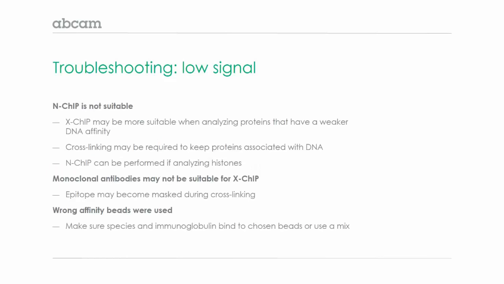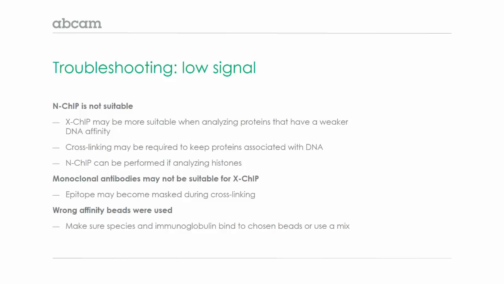Make sure you know when to use native versus cross-linking ChIP. Cross-linking ChIP is more suitable when analyzing proteins that have weaker DNA affinity, so cross-linking will be required to keep proteins associated with DNA, and native ChIP can really only be performed if you're looking at histones. If you're using a monoclonal antibody, it may not be suitable for cross-linking ChIP due to epitope masking, so try an antibody that's tested for ChIP or a polyclonal antibody.